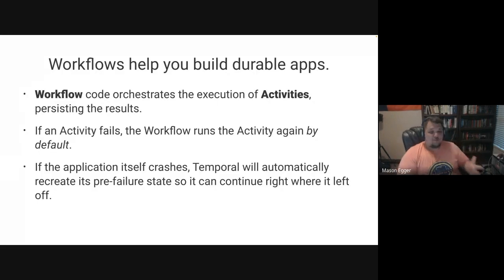Workflows help you build durable applications. Workflow code orchestrates the execution of activities, persisting the results. That's one of the key things we'll see here. Say we have an activity that's computing some large number on a separate machine that needs a GPU. Once that result comes back, it's stored in what's called our event history, which we'll talk about a little bit. So if the workflow were to crash, it would resume state and just use the last execution value. It would not re-execute the entire thing from start to finish.